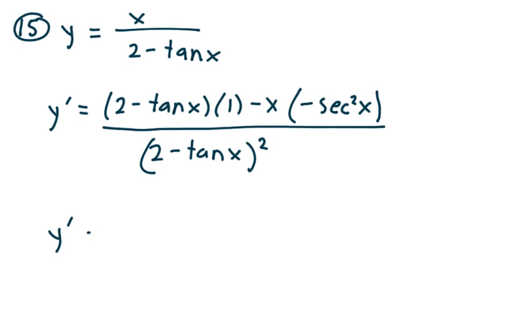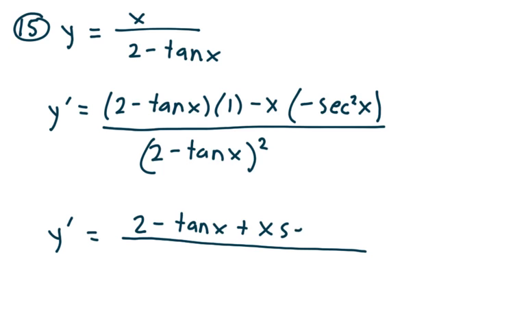And so y prime is, up on top, we get 2 minus tangent x plus x secant squared x. On the bottom, we get 2 minus tangent x to the second. And that's a good stopping point for y prime. That's going to conclude this video for section 3.3. We talked about the derivative rules of the 6 trigonometric functions and worked problems 1 through 15 odd. Okay, thank you.